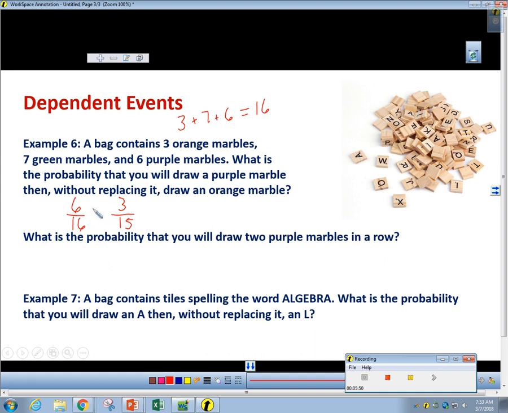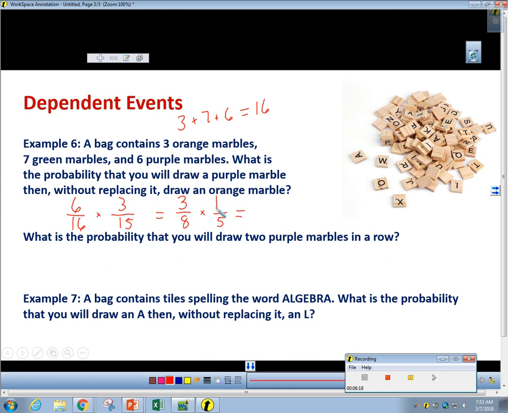You can do that now, but I would rather simplify my fractions. So I'm going to rewrite this. I'm going to simplify this. Both of these numbers I can divide by 2. 6 divided by 2 is 3. 16 divided by 2 is 8. Both of these numbers will divide by 3. 3 divided by 3 is 1. 15 divided by 3 is 5. So I didn't have to do that, but this just gives me a lot smaller numbers to work with.